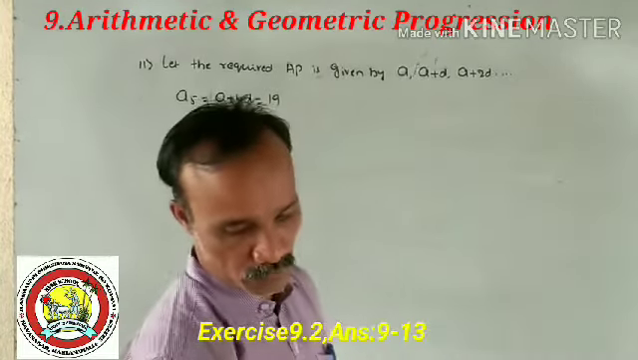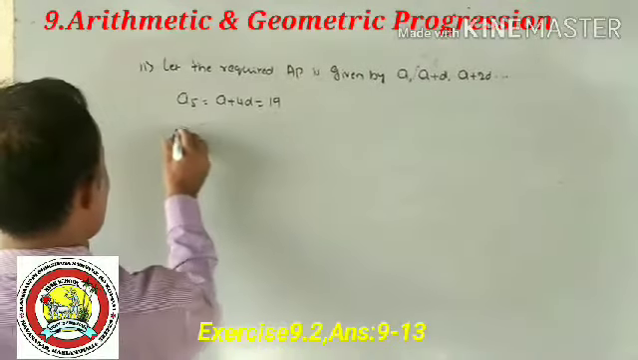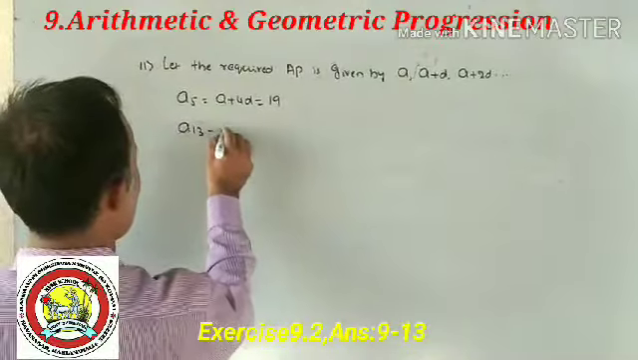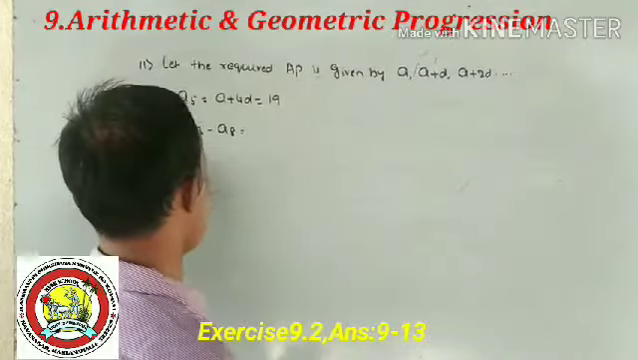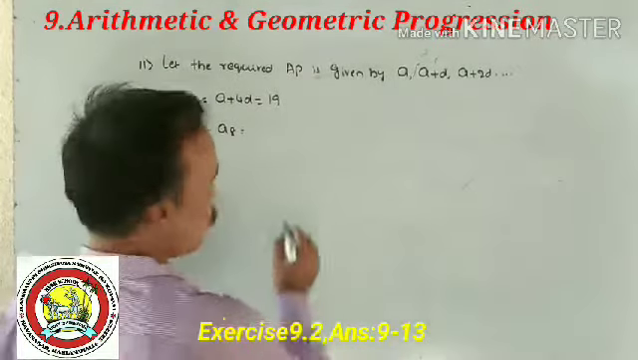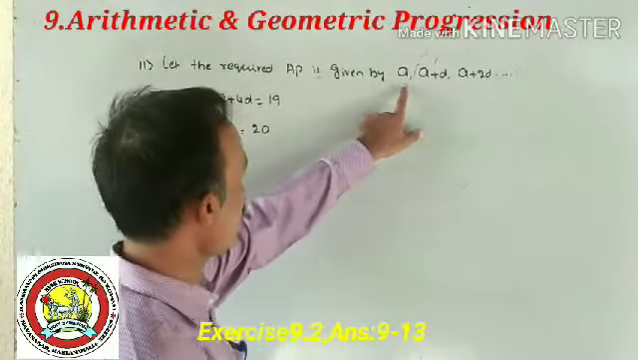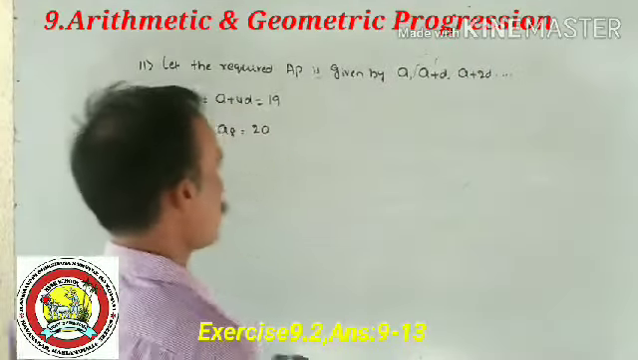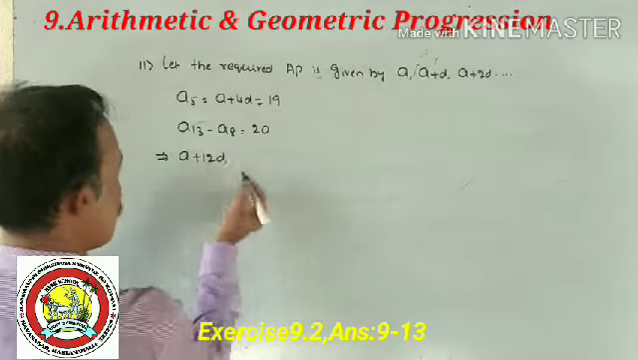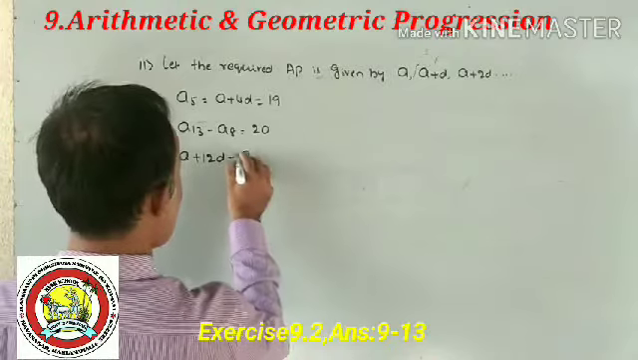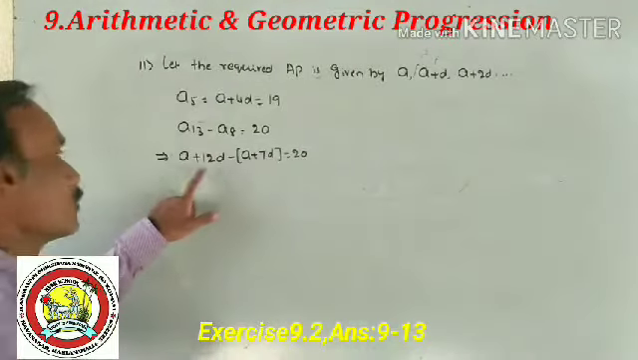And the difference of the 8th term from the 13th term, A13 minus A8, is equal to 20. The question is, find the a value and d value. If you know a and d, you can write any term of the arithmetic progression. By using this, A13 means according to standard form a plus 12d. A8 means, put bracket, a plus 7d, is equal to 20. Thus, what about this one?